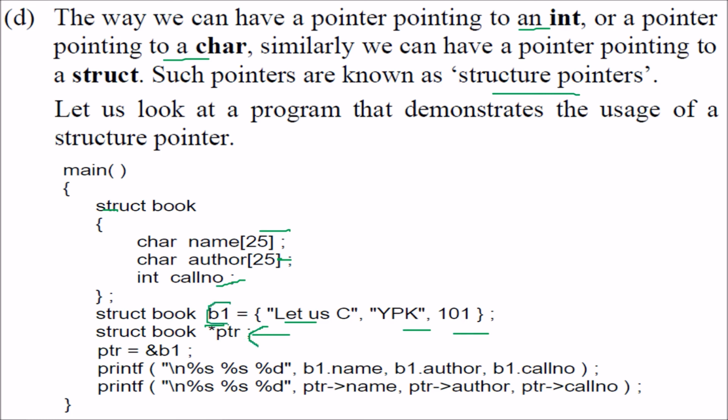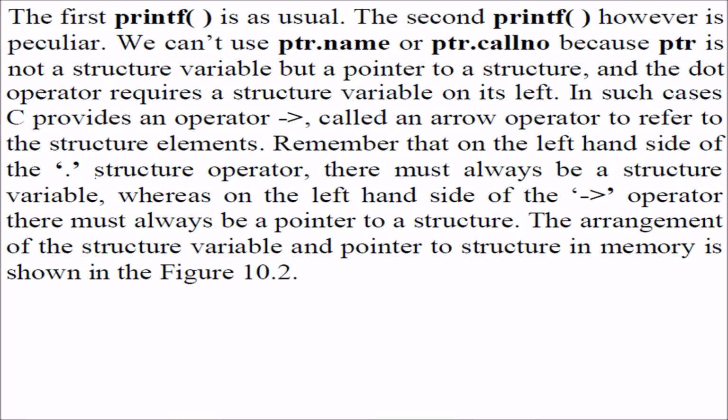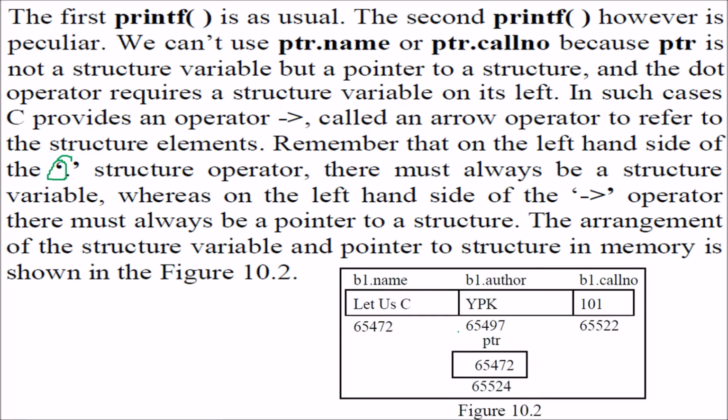Now we have given the address of B1 to PTR, and B1 dot name, B1 dot author, B1 dot call number, from B1 if you want to access, you use the dot operator. But when you are using the pointer, we use the arrow operator. This is very important. So I hope you got the idea. Dot is used when you are using normally. When you are using a pointer, you have to use the arrow. So B1 dot name, B1 dot author will contain the content like this. This is the address, and this PTR is actually having the address of this one.